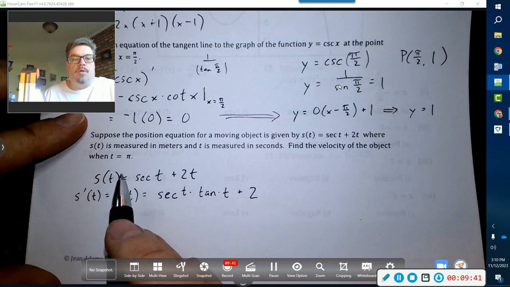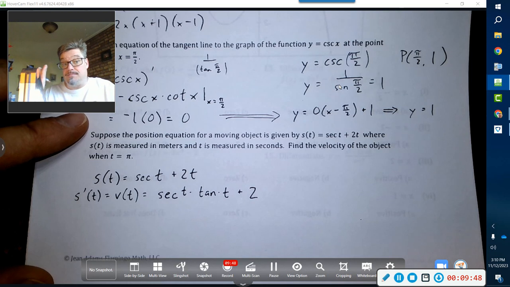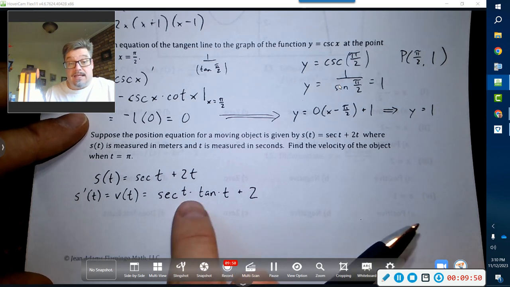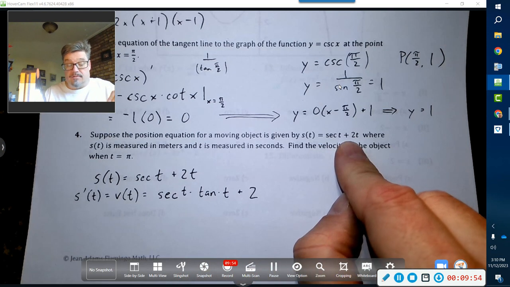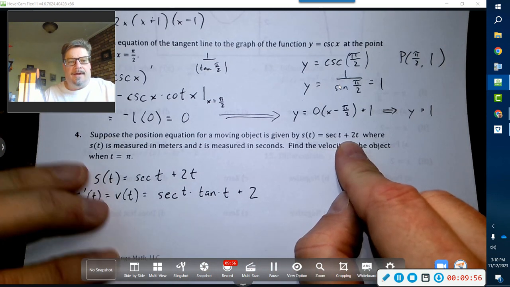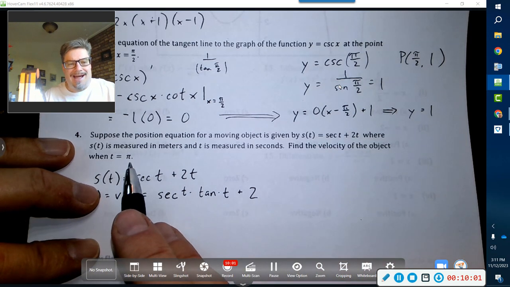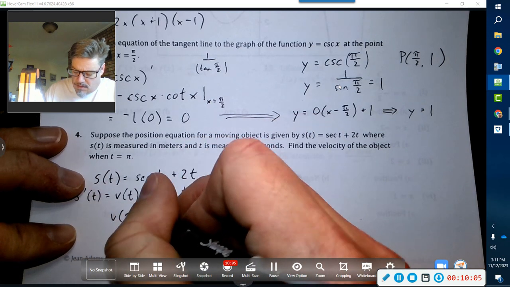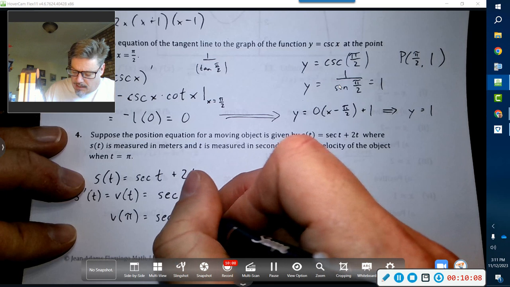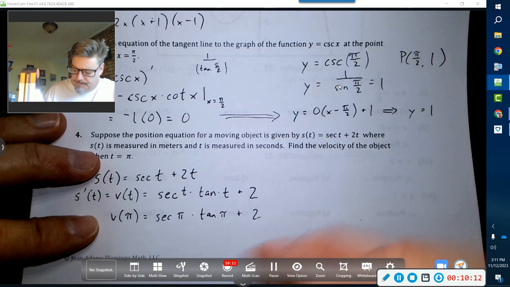Now this is the velocity equation. This means that when I plug in a value at a particular time, in here I get the speed, and in here I get the location. It's beautiful. Beautifully orderly universe we have here. So we're going to plug in pi for time. So v of pi equals secant pi times tangent of pi, plus 2.